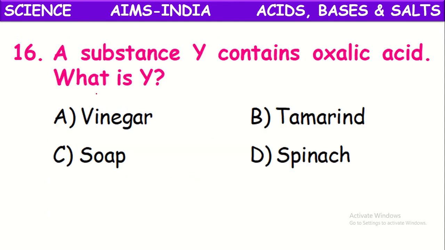Next question. A substance Y contains oxalic acid. What is Y? We know some substances like spinach, tomato, these contain oxalic acid. So here they have given one of them, spinach. So it is the correct answer. Okay, oxalic acid is present in it.